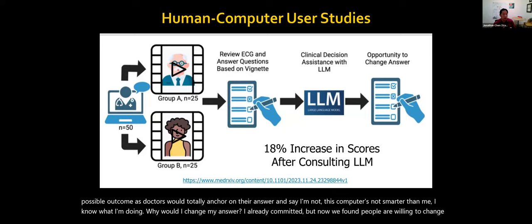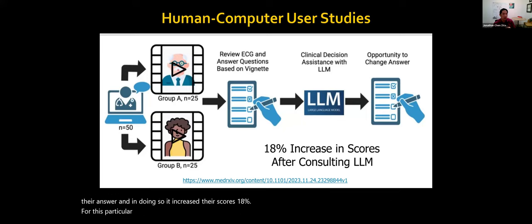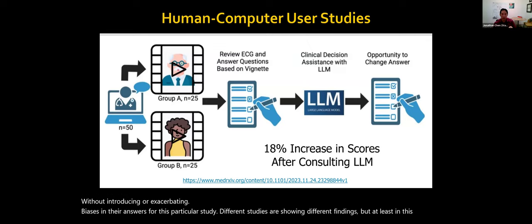And in doing so, it increased their scores 18% for this particular examination towards getting better evidence-based responses, without introducing or exacerbating biases in their answers for this particular study. Different studies are showing different findings, but at least in this one, we didn't find that.